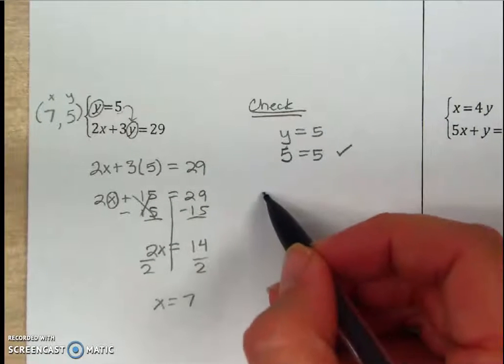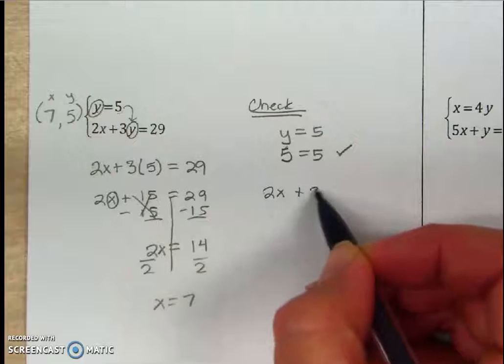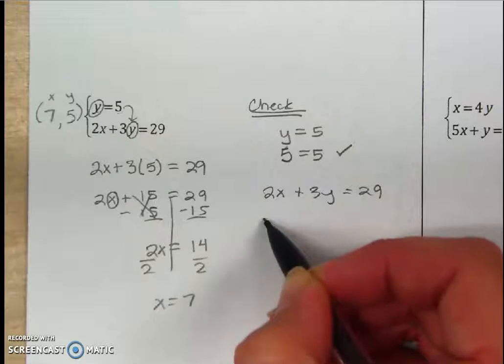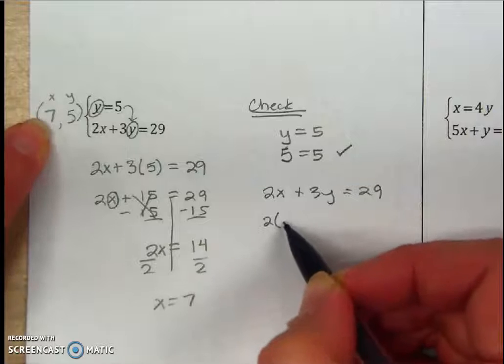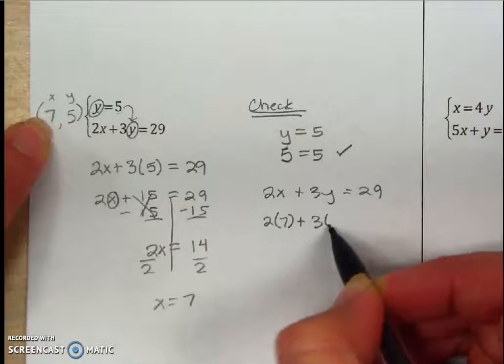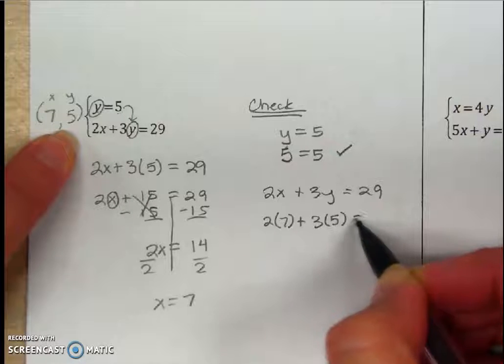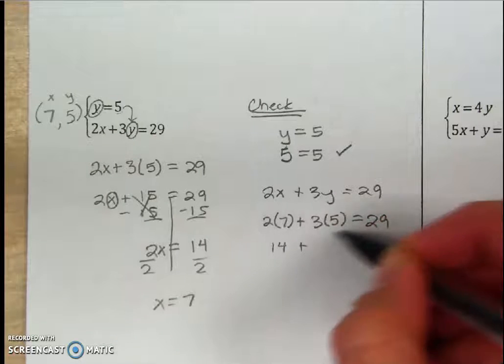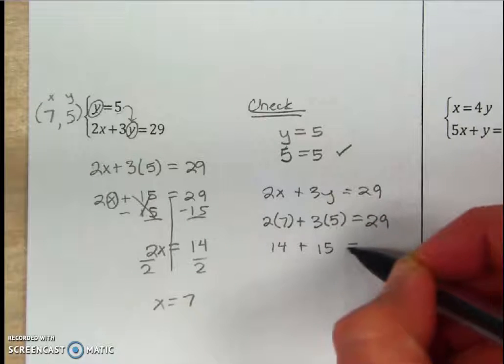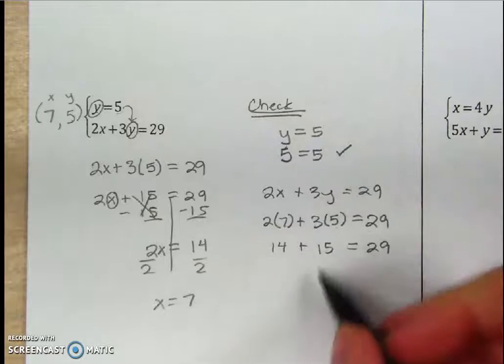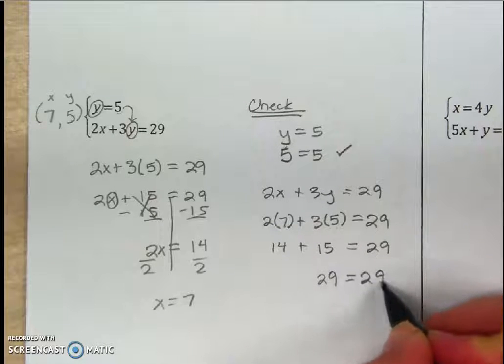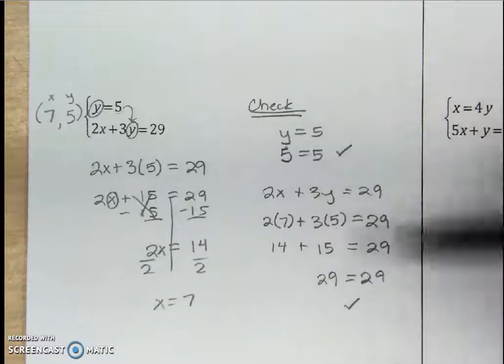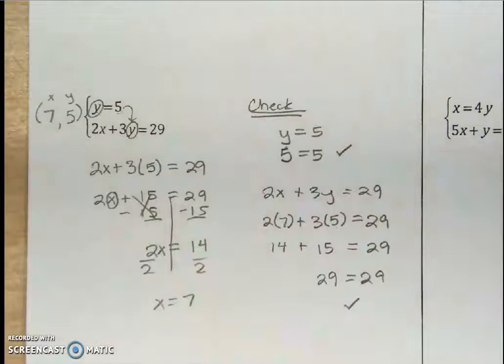That's a little bit harder. So the original equation said 2x plus 3y should equal 29, which means 2 times the x we got, which was 7, plus 3 times the y we have, which is 5, should equal 29. 2 times 7 is 14, plus 3 times 5 is 15, and it should come out to 29, and 14 plus 15 is 29, and so we know, since this one point worked in both equations, that it is the actual answer. Don't forget to check your work. If you check it, then you know you'll be right.